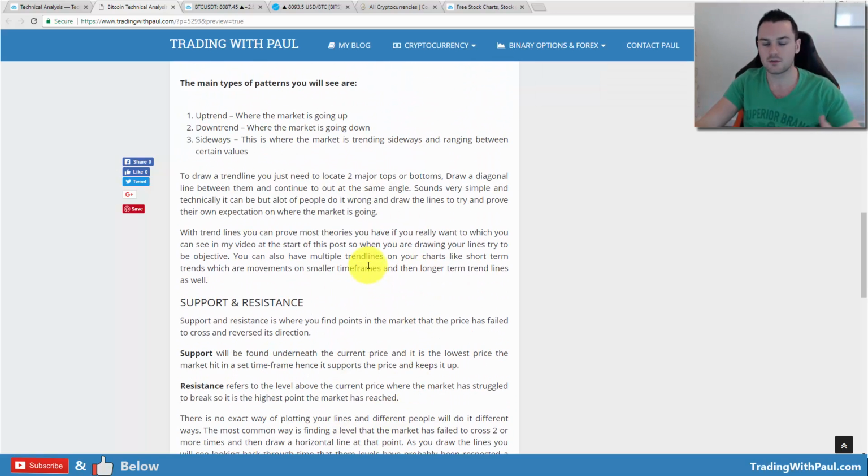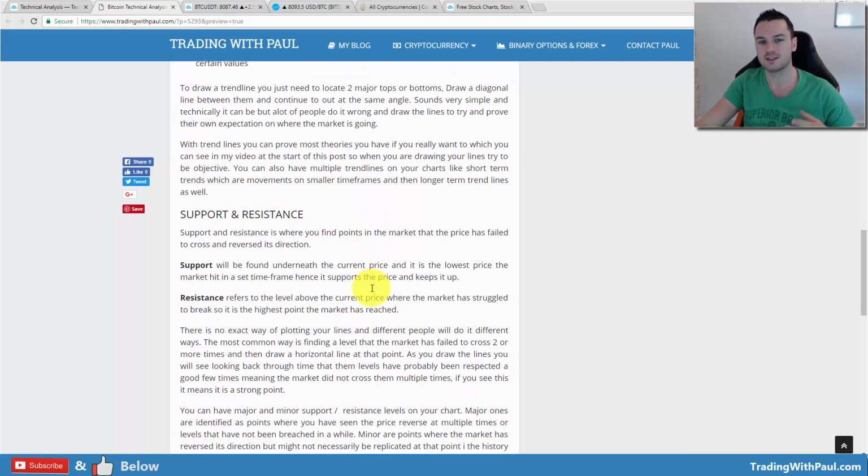There's a bit of detail here if you want to read it as well, but I always find that seeing visual examples is the best way to look at it. So support and resistance then is the other one that you will hear a lot.